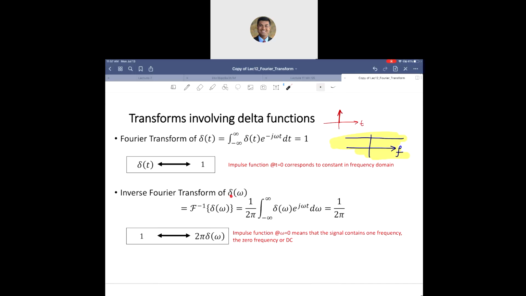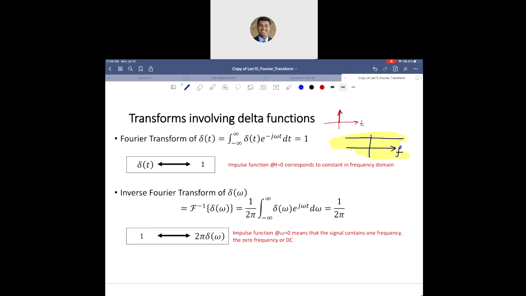Now, what is the inverse Fourier transform of delta of omega? What if you have an impulse in the frequency domain? Using the definition of the inverse Fourier transform, it is going to equal 1 over 2 pi integration negative infinity to infinity delta of omega e to the plus j omega t d omega. And again, because it's an impulse at omega equals 0, you evaluate e to the plus j omega t at omega equals 0, and you get a 1 there. You are integrating over that impulse, so that contributes a 1. 1 over 2 pi remains as is in the result.